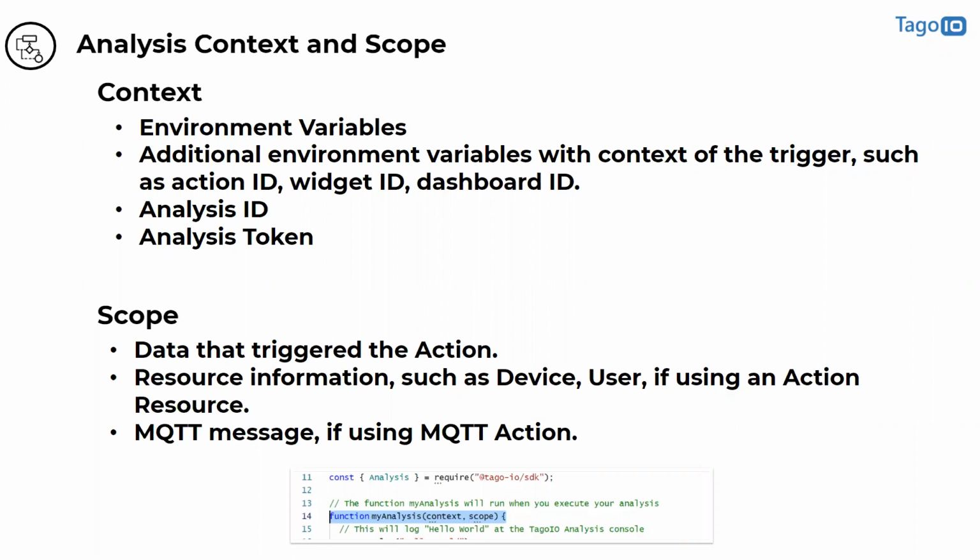So you can have in this parameter the device, the user, the data, or the group of data that triggered the analysis. And regarding MQTT, you will also have the MQTT message with topic, message, and QoS that would trigger this analysis.